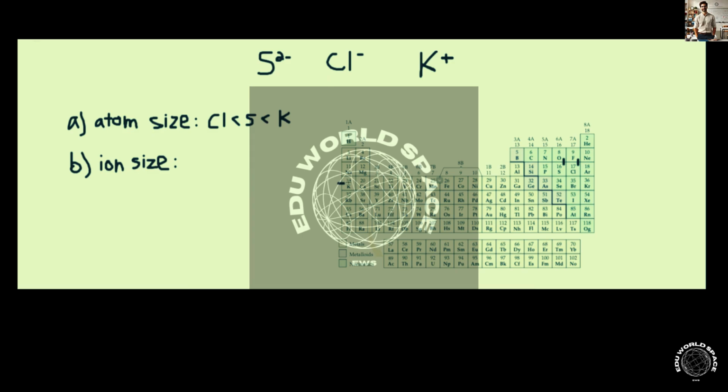Since potassium has the greatest number of protons in its nucleus, 19 here, it will be the smallest. Again, greater number of protons, greater nuclear charge, greater pull on the valence electrons, smaller atom. So potassium smallest, then chlorine, then sulfur. Again, these are the ions. I should write those.